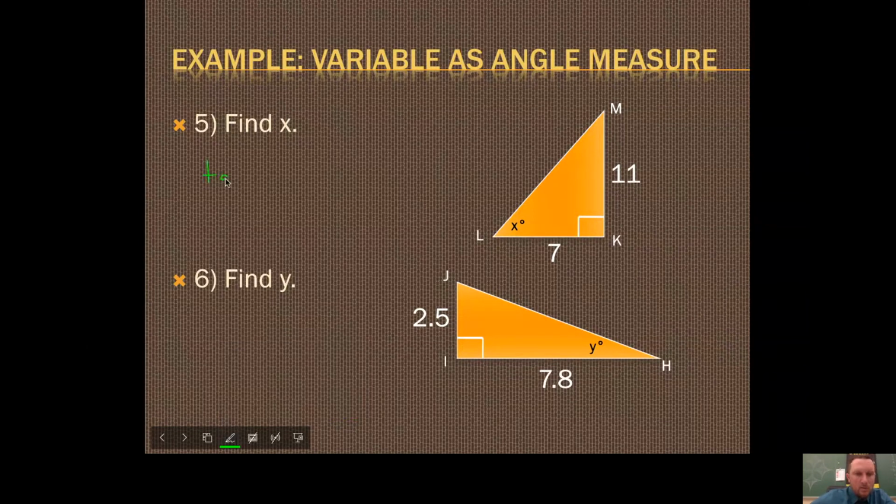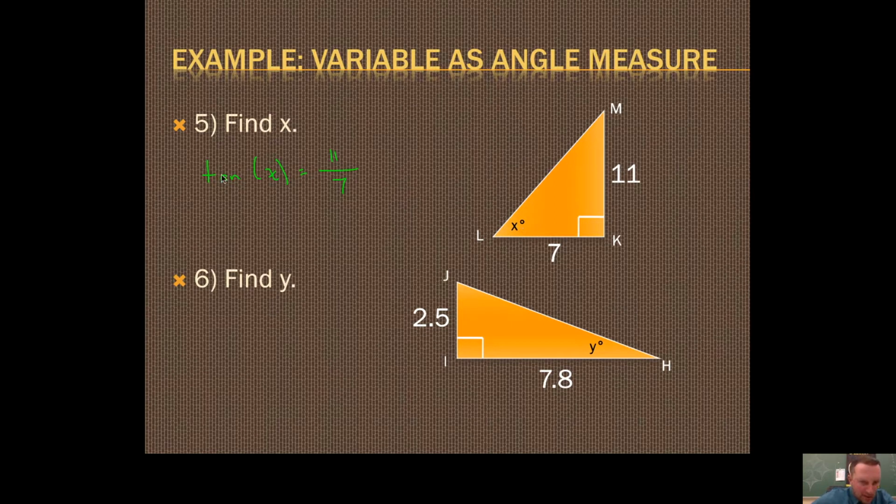So remember how the tangent ratio sets up. Tangent of an angle equals your opposite over adjacent. Your angle is what you don't know. Now, if you want this angle, your opposite is the 11, and your adjacent is the 7. Since this opposite is bigger, that's the longer leg, that means this angle better be bigger than 45 degrees.